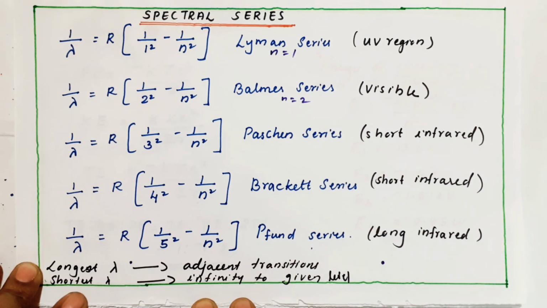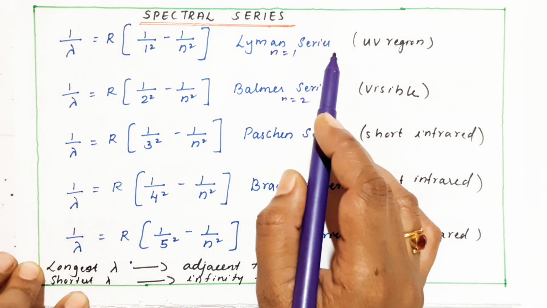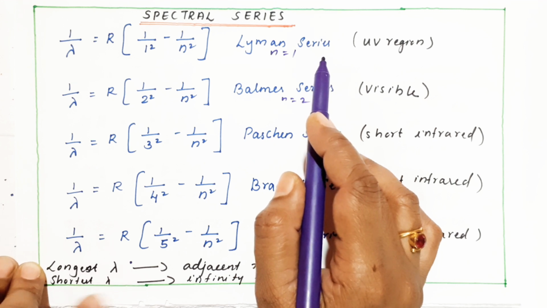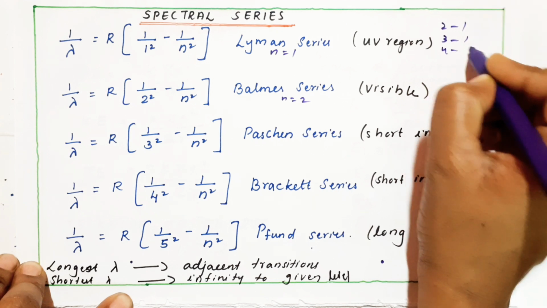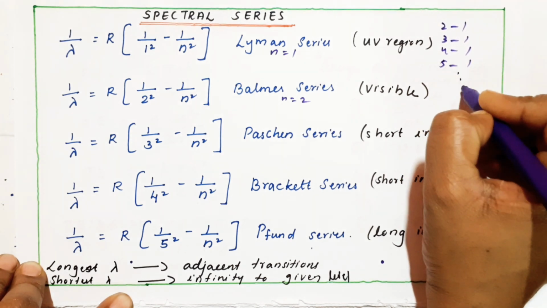Now see, for the first level, the Lyman series, from 2 to the first level it can come, 3 to first level, 4 to first level, 5 to first level, and so on.